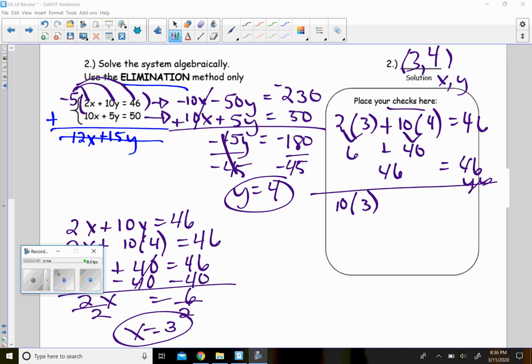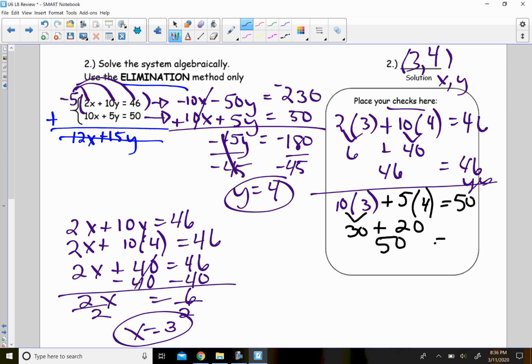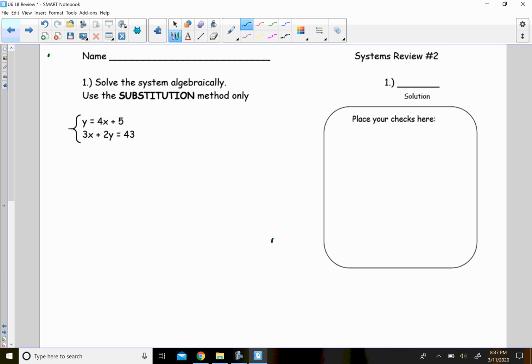Then if I take the second one, 10 times x plus 5 times y, which is worth 4, that should equal 50. So I can plug this half into the calculator. I'm going to go step by step. 30 plus 20 equals 50. So that one also works there. The checks are at least going to be a third of the points. So you set it up to eliminate the x, find the y, plug in to find the x, write your solution, do your check. And our last method after graphically and elimination is using substitution.